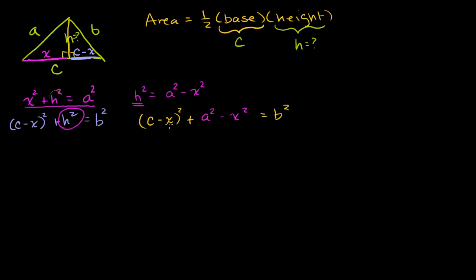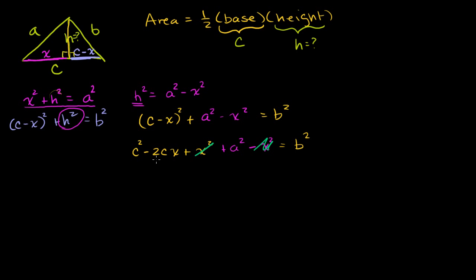Now let's expand this expression out. C minus x squared, that is c squared minus 2cx plus x squared. And then we have plus a squared minus x squared is equal to b squared. We have an x squared and a minus x squared there, so those cancel out.